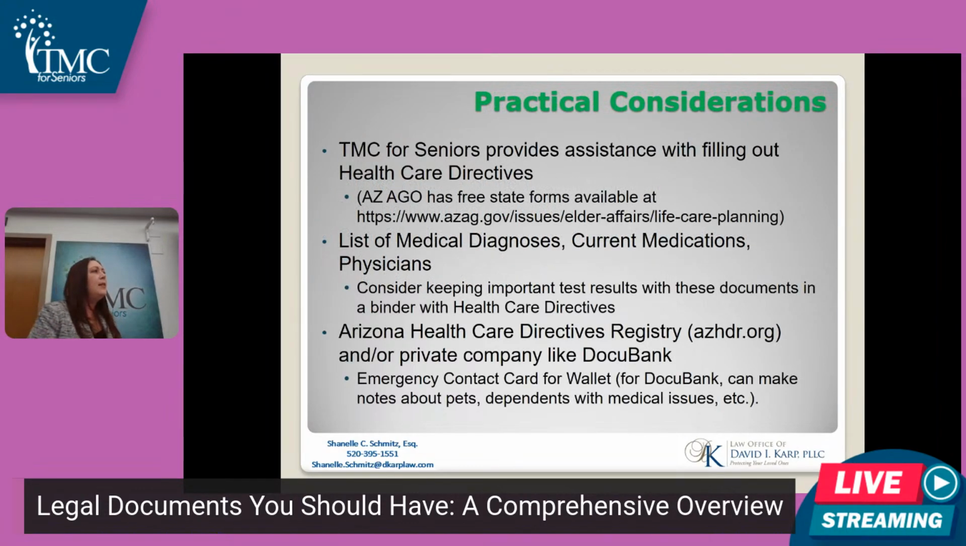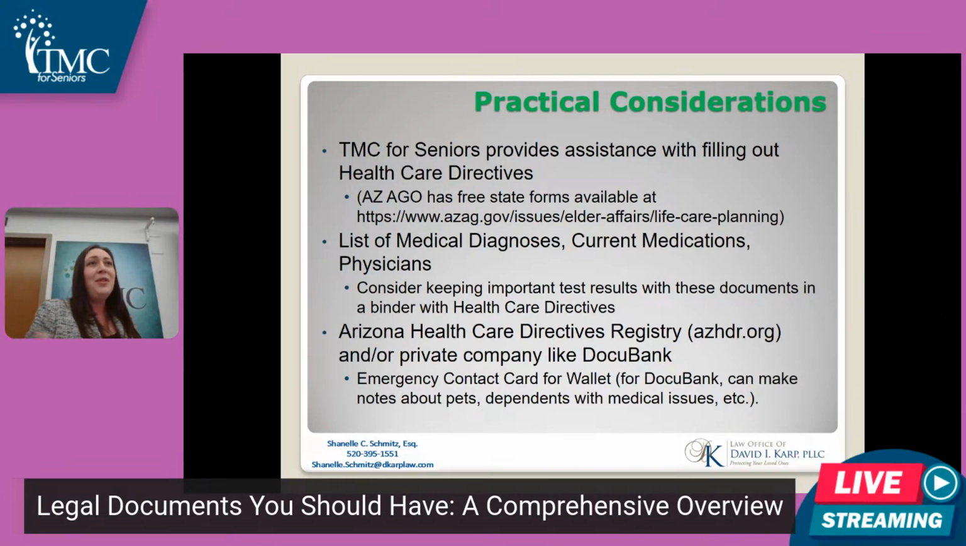So practical considerations for healthcare directives or healthcare power of attorney, living will. Here at TMC for Seniors, they provide assistance with filling out healthcare directives. So if anyone in this room doesn't have them, I really encourage making an appointment so that you can get those filled out. The Arizona Attorney General's office also has free state forms, so you can download it. It's called a Life Care Packet. And I included the website here.